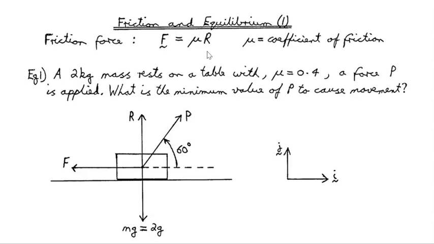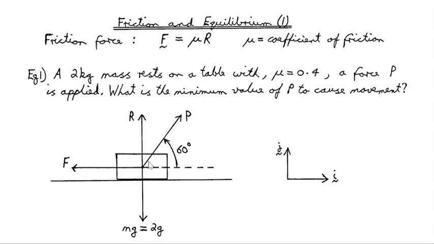Okay, a 2 kilogram mass rests on a table with mu equals 0.4 and a force P is applied. See, the force P is applied like a rope from the center of mass trying to pull the object along to the right. What is the minimum value of P to cause movement? So what's the maximum value P can have to keep the system in equilibrium? And that'll be the turning point, because to go over that value of P, and the block will start to move.